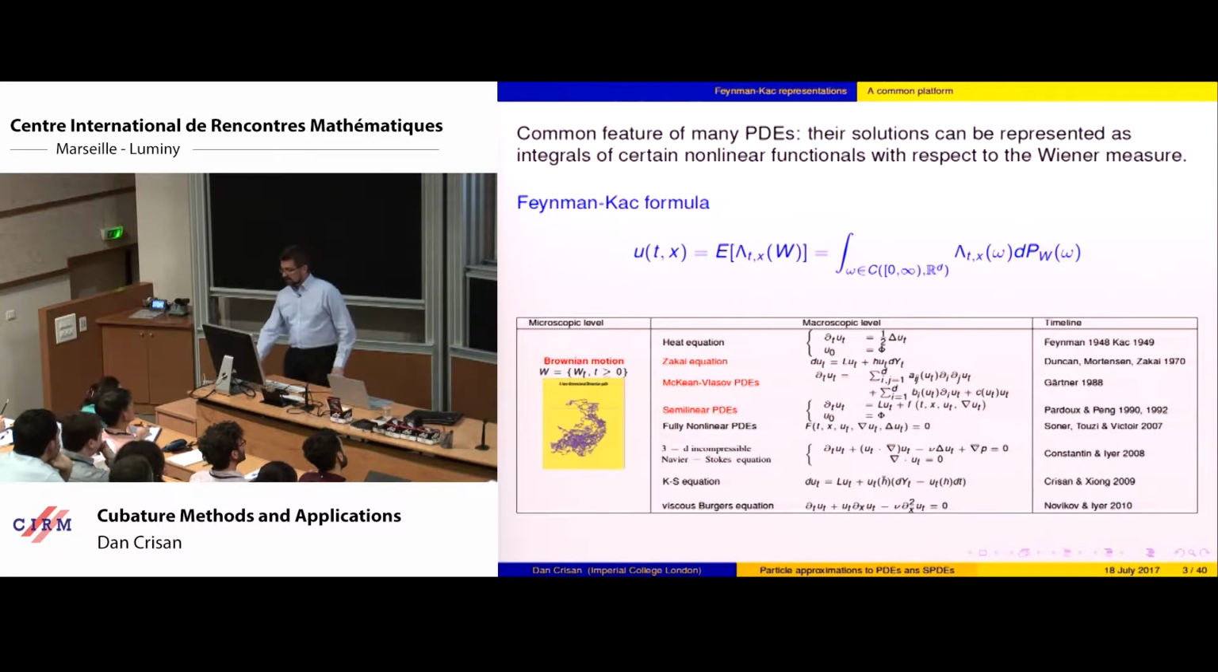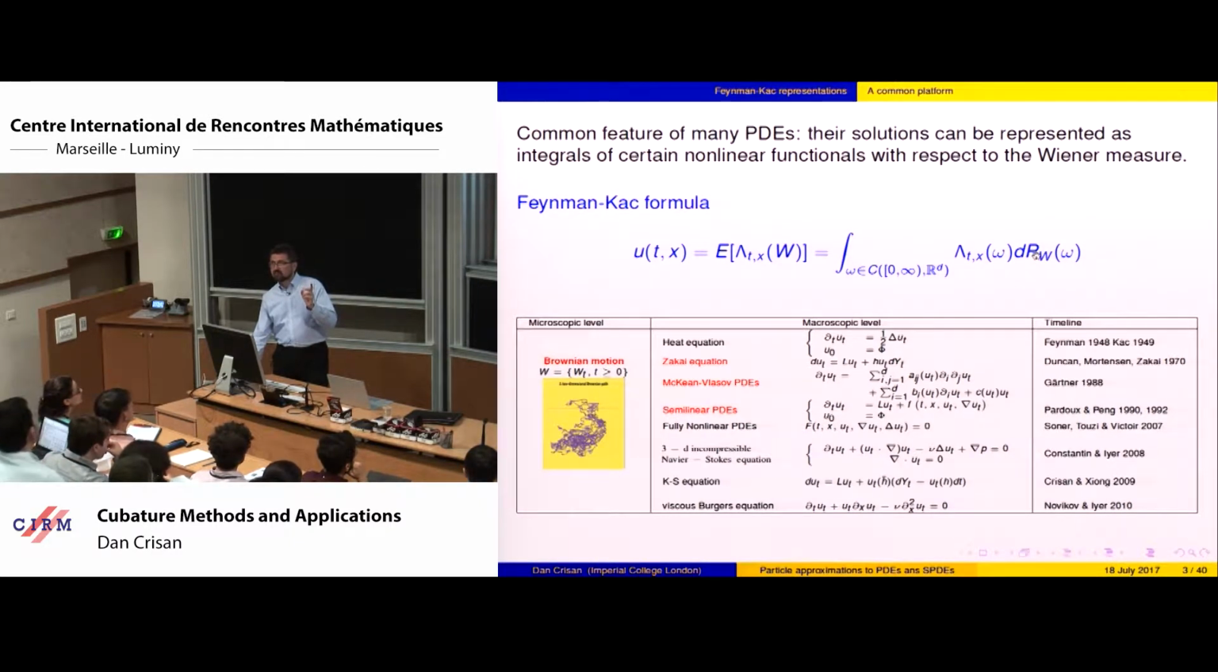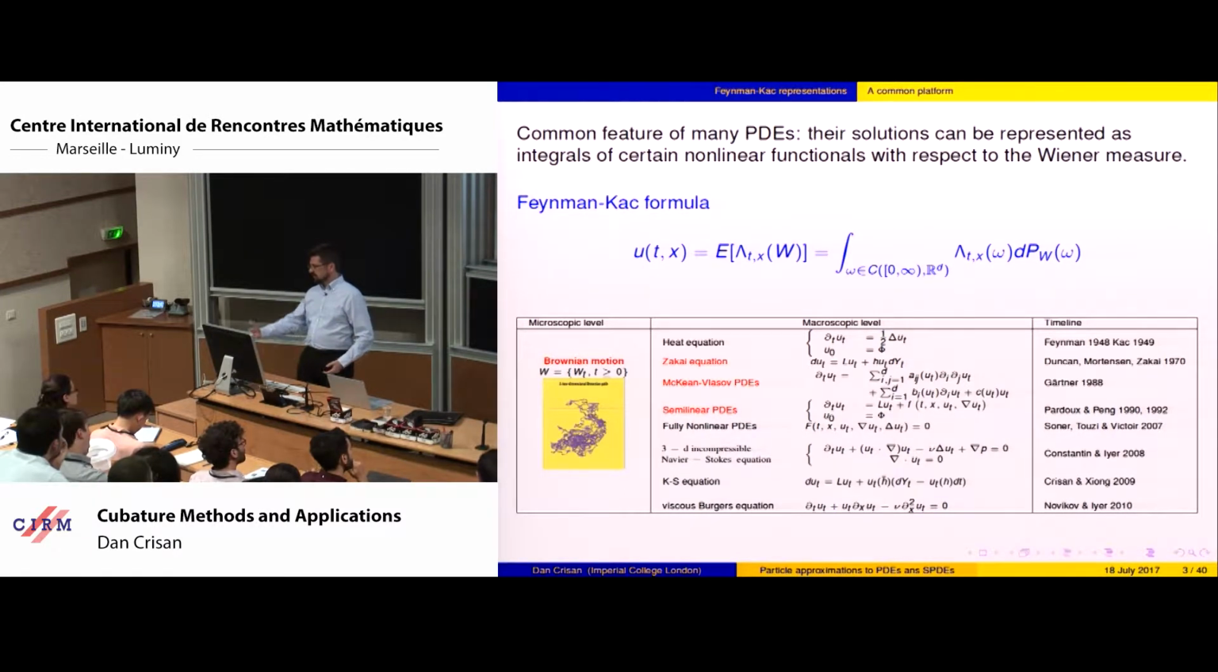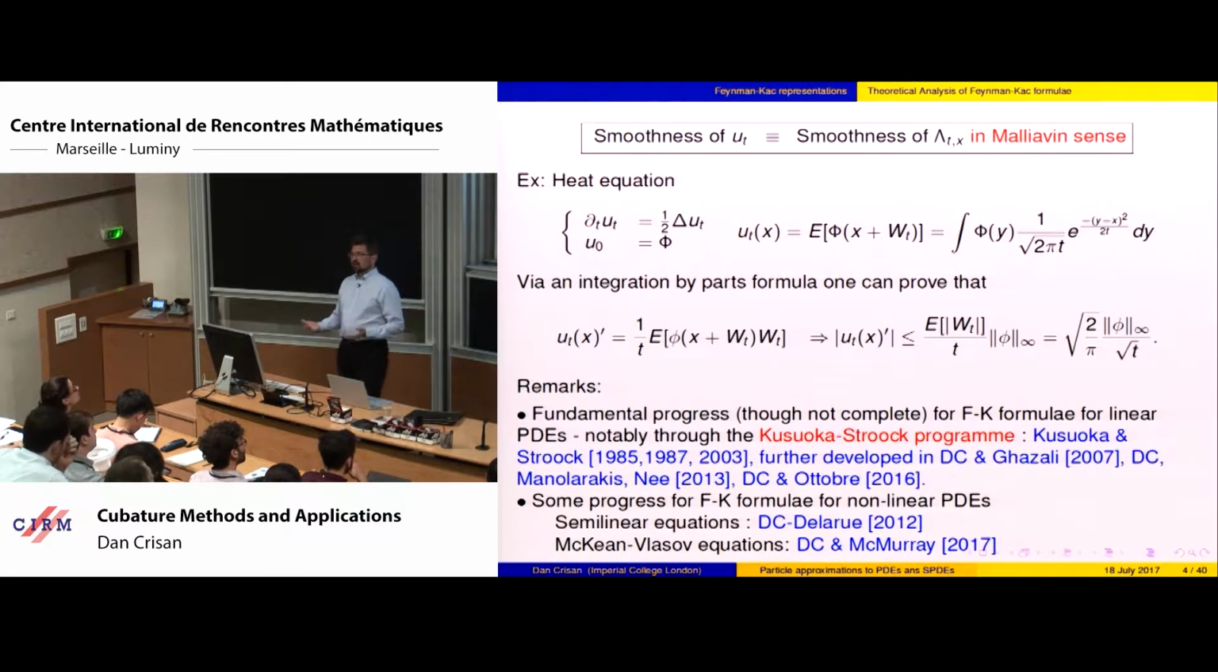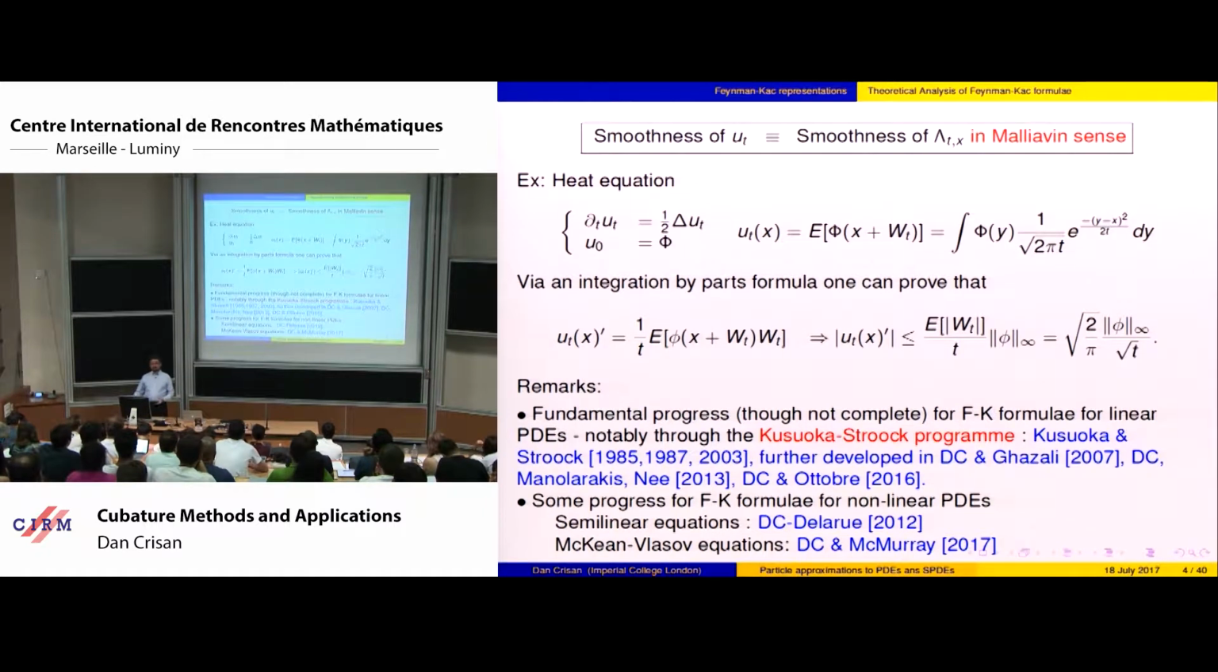So in all of these PDEs, the only thing that's going to be different is the functional. The Wiener measure is still going to be the same. And therefore, one step in the approximation will be to replace the Wiener measure. A cubature method replaces the Wiener measure. So that is where a cubature method will be used here.